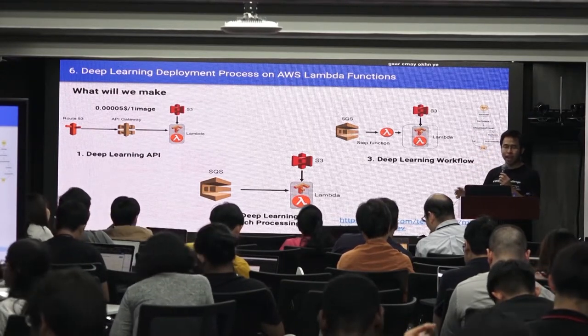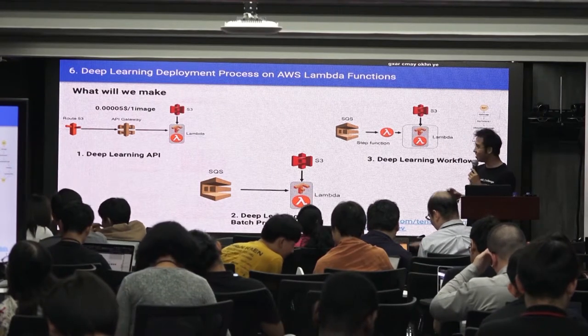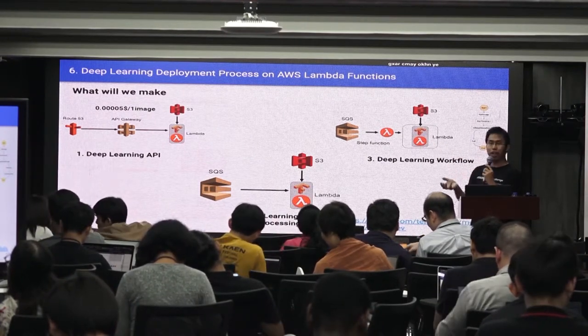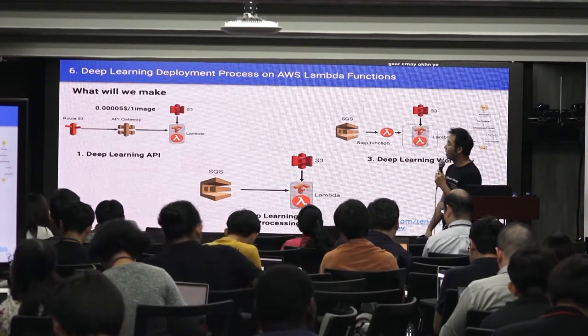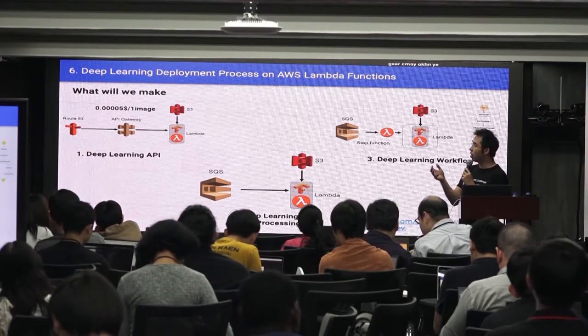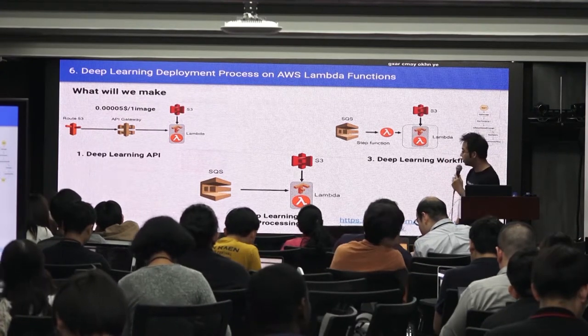If you're curious how many types of serverless there are, there are three types. The first one we call deep learning API, deep learning machine learning API. For deep learning API, if you deploy the model, it costs you around 0.00005 dollar for one image. It's pretty cheap, really cheap, compared to when you run your instance and you have very few calls to your model, right? So API is good if you want to share your model with somebody else, or you want to create a real-time website, whatever.